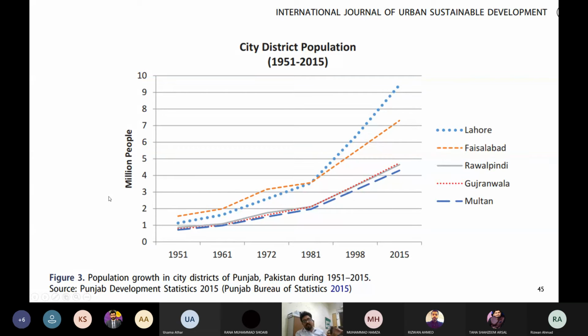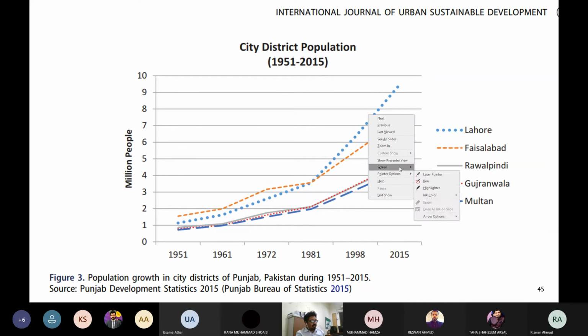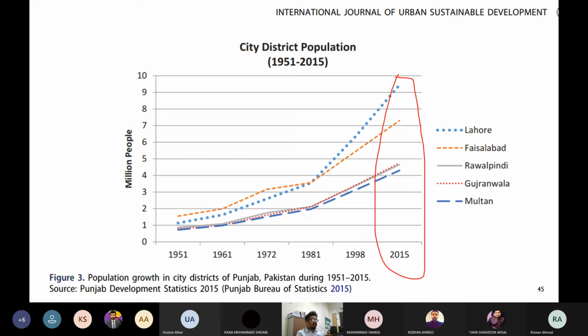So over some particular time period, I have to collect the data and then plot it on the map or the graph. So if we have, let's say, data of 2015, I'm comparing Multan, Gujranwala, Rawalpindi, and Faisalabad and Lahore only in the year of 2015. So if I'm doing this part, only comparing all these 5 cities, the status of population in these 5 in a particular year, then that will be a cross-section study.